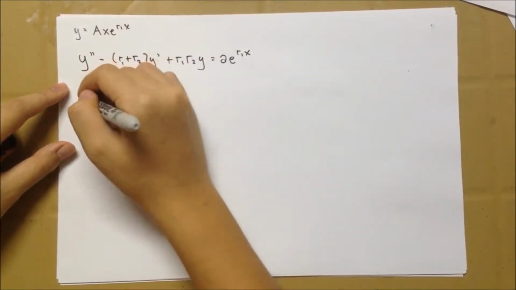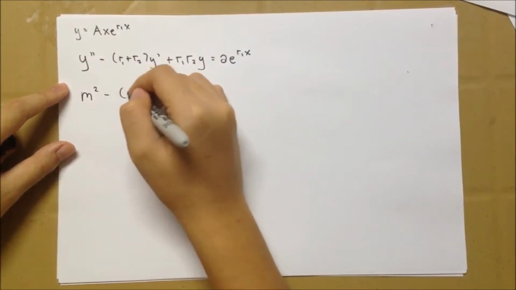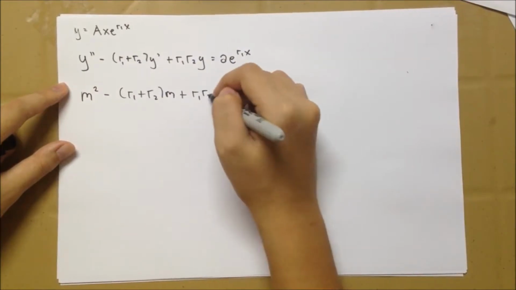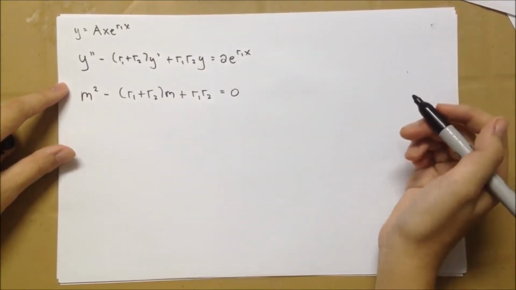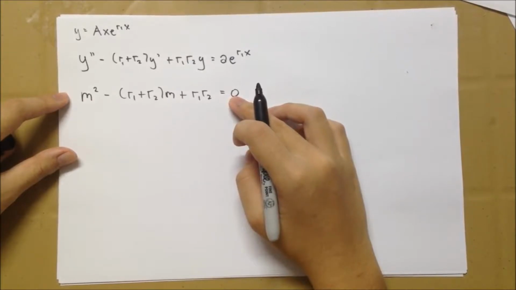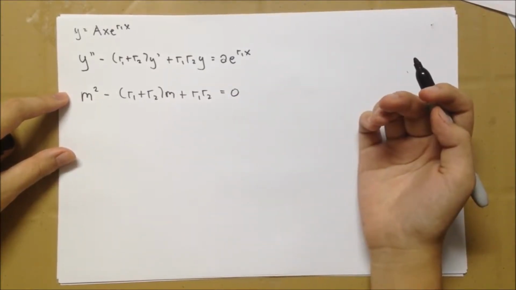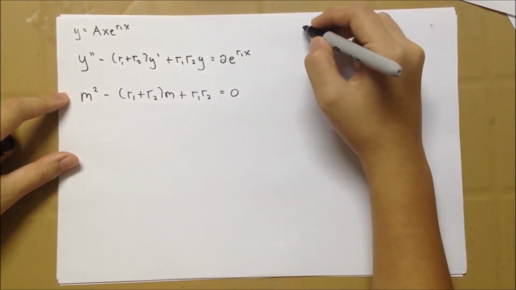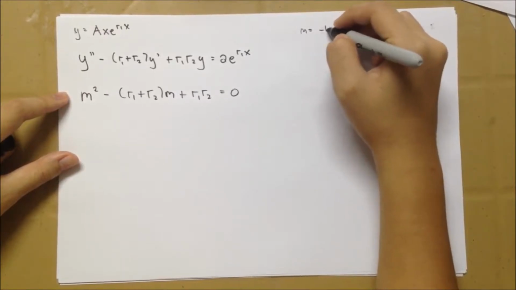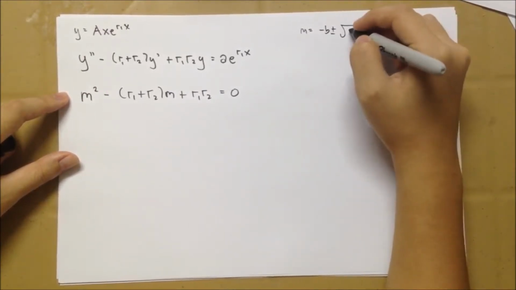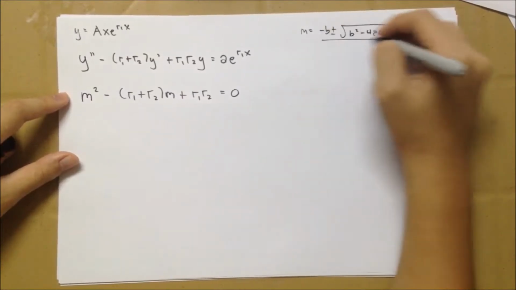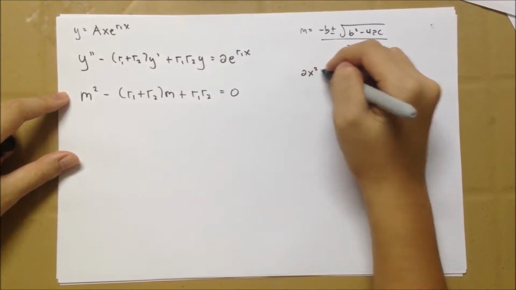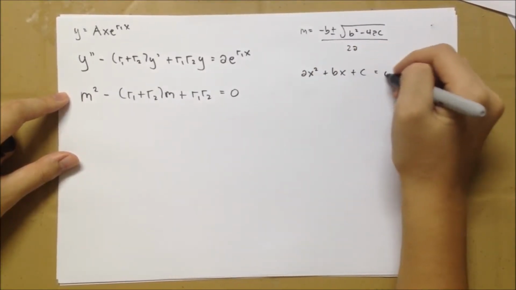Now, just like in the previous item, rewriting this one, I have m squared minus (r1 plus r2) m plus r1 r2 equal to 0. Here, we cannot solve the value for m merely by factoring, so we are going to use our quadratic formula. Recall that the quadratic formula gives m equal to negative b plus or minus the square root of b squared minus 4ac, over 2a, where a, b, c are the coefficients of ax squared plus bx plus c equal to 0.